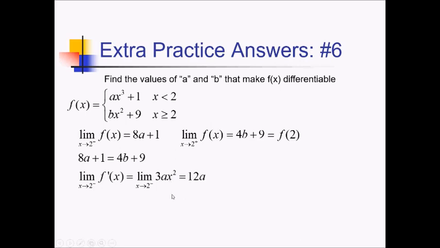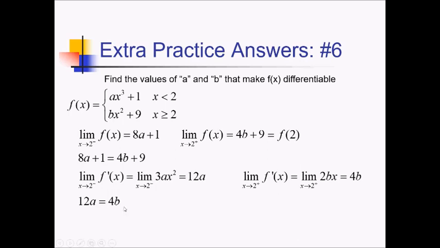Now we have to take a look at f prime as we approach 2 from the right side, so another limit here. And that's going to be using this second rule. So the derivative of the second rule is going to be 2bx, and the 9 is gone. So we're plugging 2 into 2bx, the derivative of bx squared plus 9. This is going to be 2 times b times 2, so that's 4b. In order to be differentiable, this function needs to have these f primes match up. So that means 12a and 4b must also equal each other.